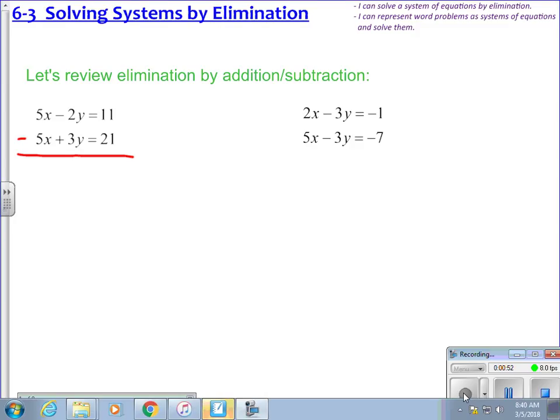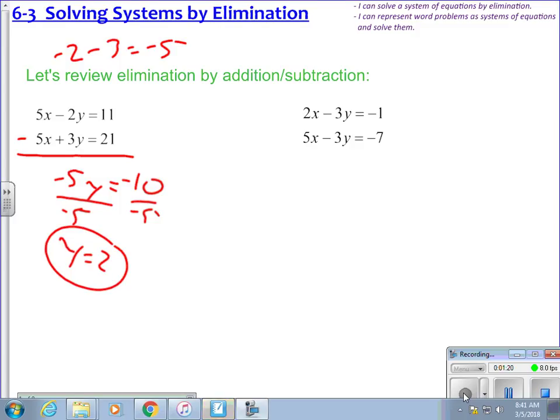5x minus 5x, no more x. Negative 2y minus 3y. Negative 2 minus 3 gives me negative 5y equals 11 minus 21, negative 10. Okay, watch your negatives and positives. Divide by negative 5, y equals 2. And once again, we're not finished. We do have to still solve for x.